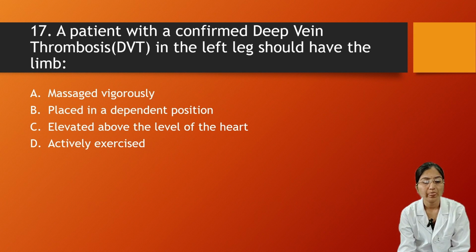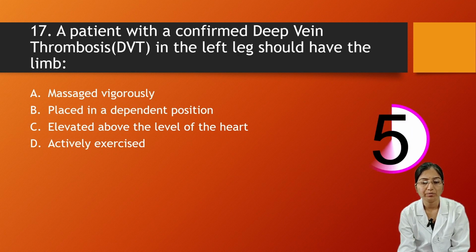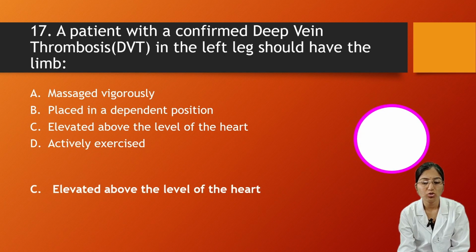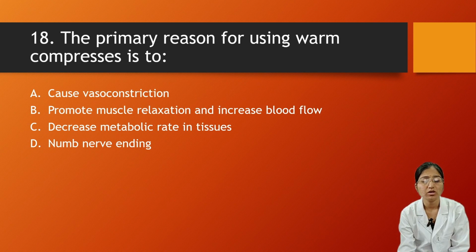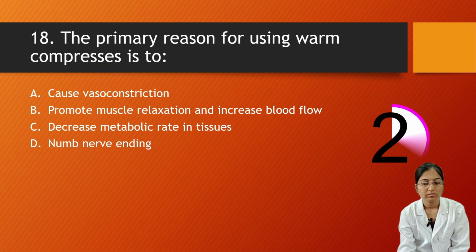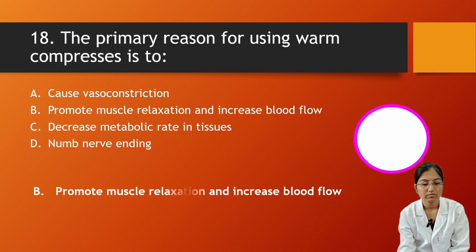Next question. A patient with a confirmed deep vein thrombosis in the left leg should have the limb... elevated above the level of the heart. Next question. The primary reason for using warm compresses is to... The right option is B, that is promote muscle relaxation and increase blood flow.